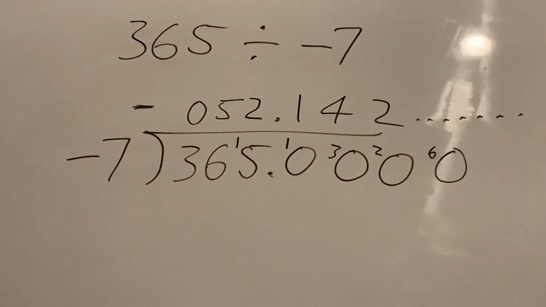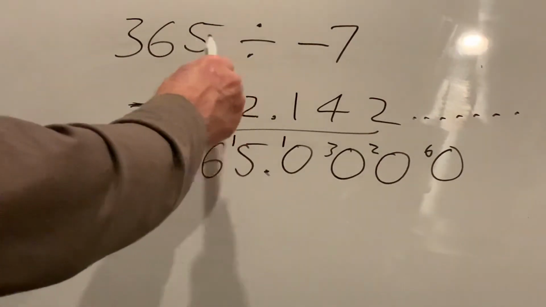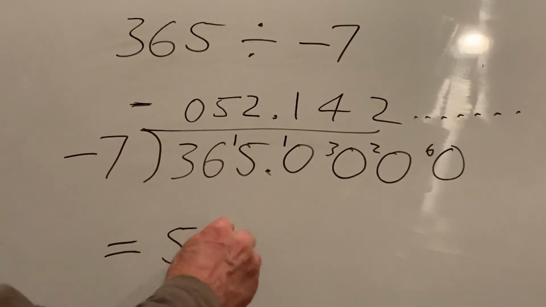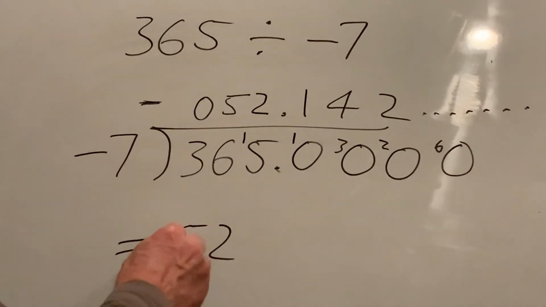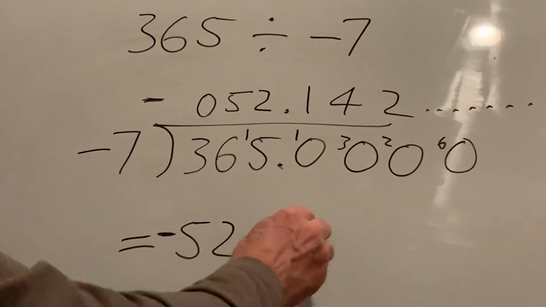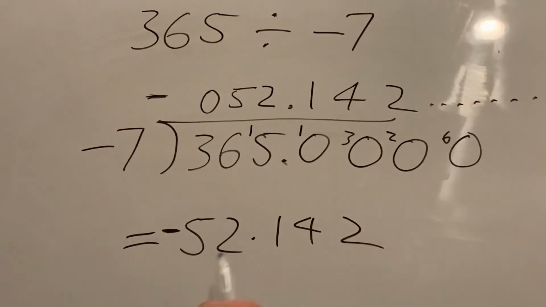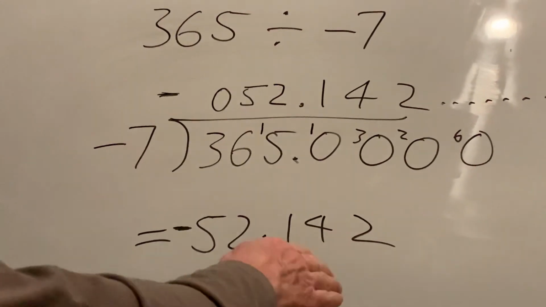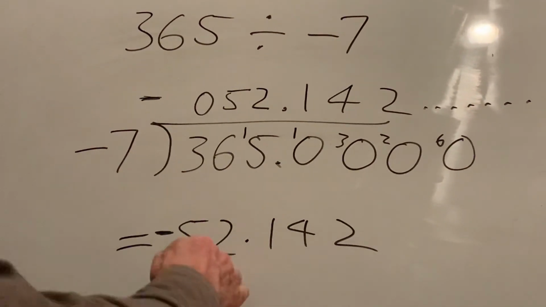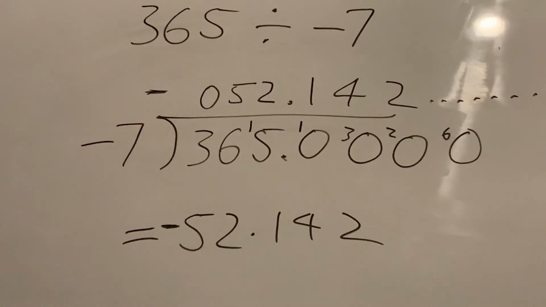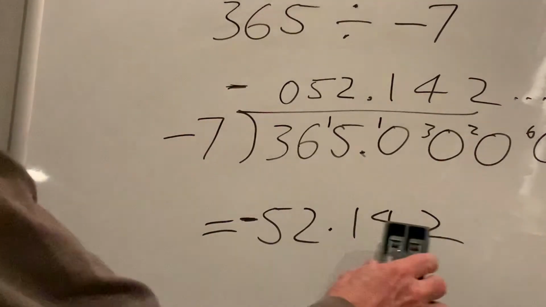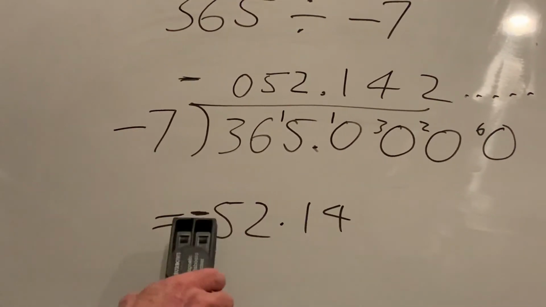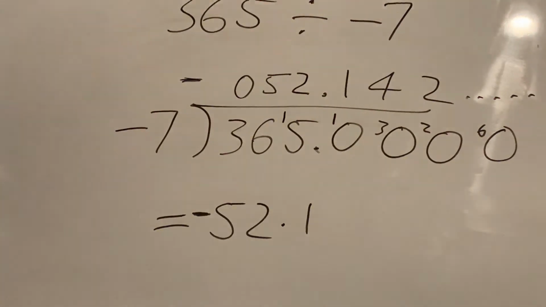But what I really want you to remember is that 365 divided by -7 equals -52.142. Now usually your teachers will tell you how many decimal places they want you to go to. They might say round it to the nearest 2 decimal places, in that case it would be -52.14, just like that. If it was just to one decimal place, it would be -52.1.